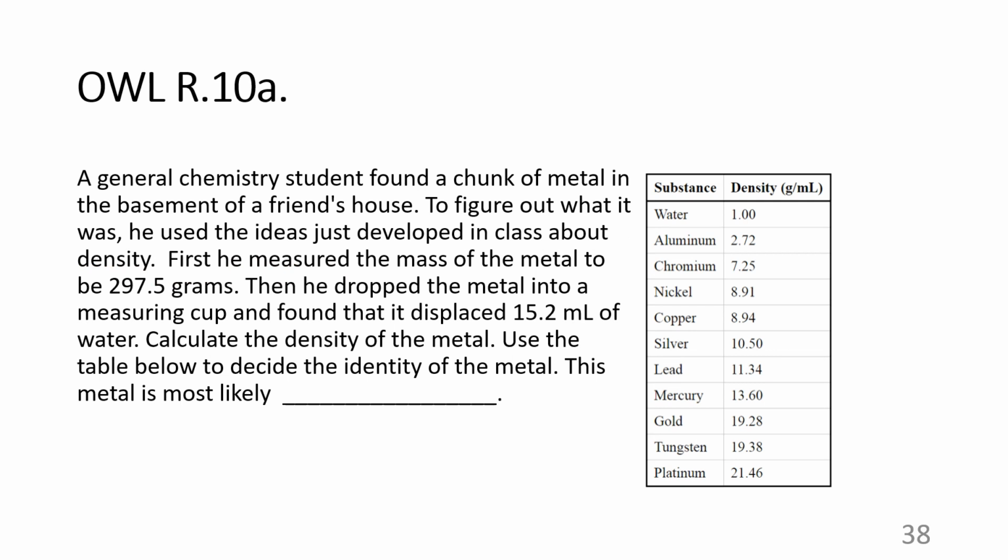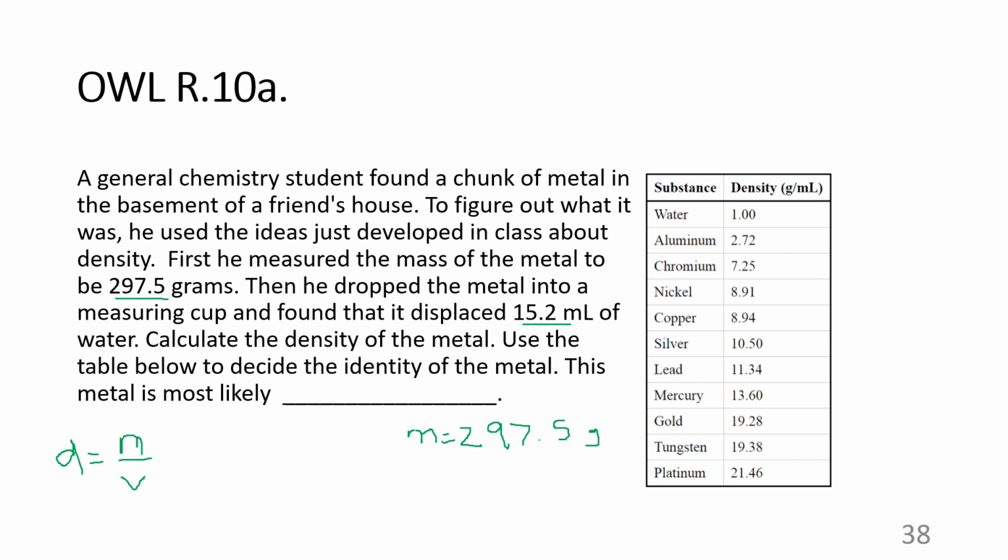In this problem, we are going to use density to try to identify an unknown metal. And we'll start by writing the formula for density. Density equals mass over volume. We're going to look in the problem and determine what information is given in order to solve the problem. So we do have the mass at 297.5 grams. And for volume, we're actually given a volume of water, 15.2 milliliters.